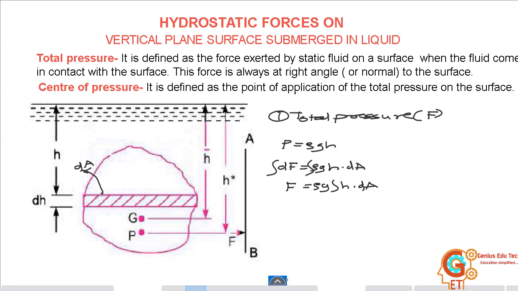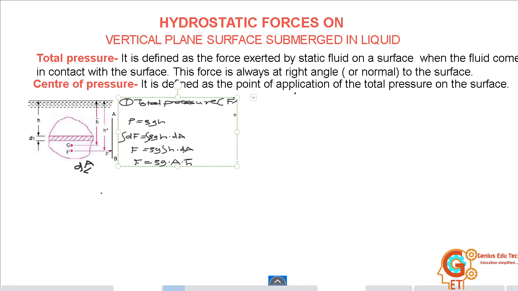So integrating H dA, we get F is equal to rho g. dA is for a small elemental area. If we integrate over the entire area, dA will become A, that is the area of the entire surface, and H will become H bar, that is the CG of the entire surface.